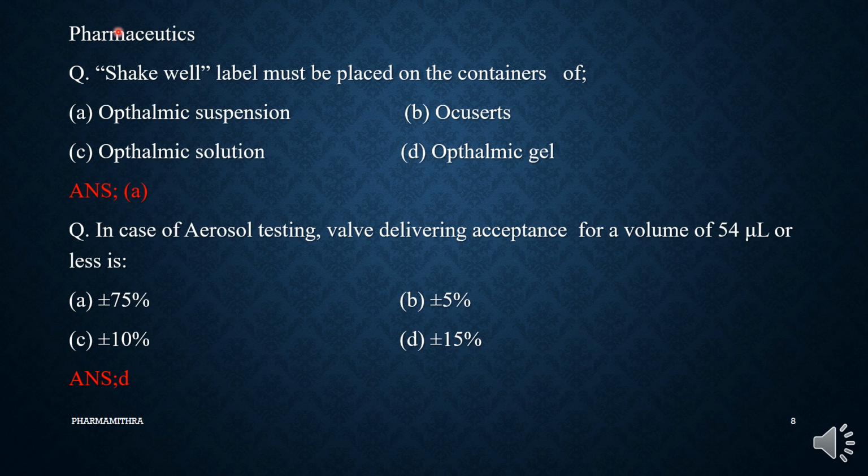Next, we are dealing with pharmaceutics. From pharmaceutics, the questions are simple. As we know, with a clear concept, we can clear all the questions. First question, the shake well label must be placed on the containers of... The shake well label must be placed on the container in case of ophthalmic suspension.